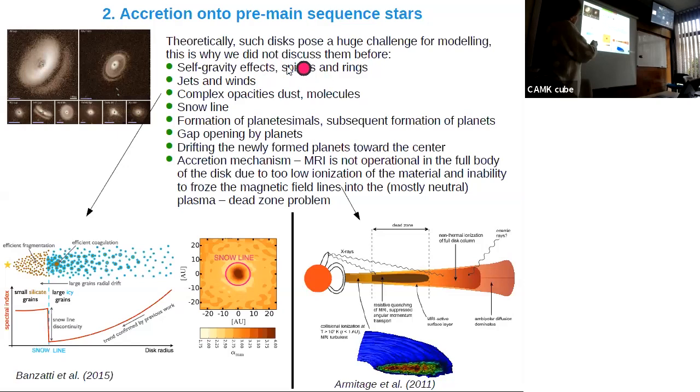So I tried to list all the problems which we have with those disks. First, self-gravity. Indeed, the disk is massive and you form there a planetary system or even a companion there. And then those spirals and rings. Then I mentioned that jets are present in the young stellar objects. They are not relativistic jets, but certainly a magnetic field is present, and the magnetic field can be quite strong. Winds also are present. Dust opacities are very complex because there are many types of dust, molecules, etc.